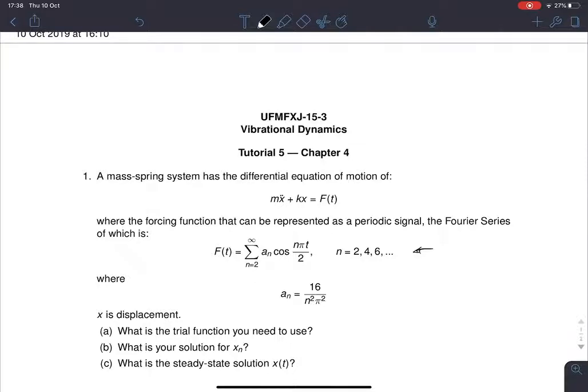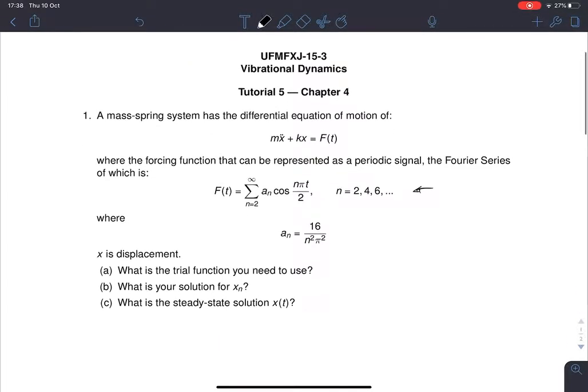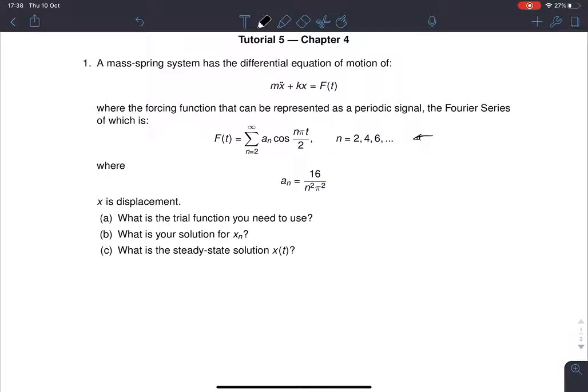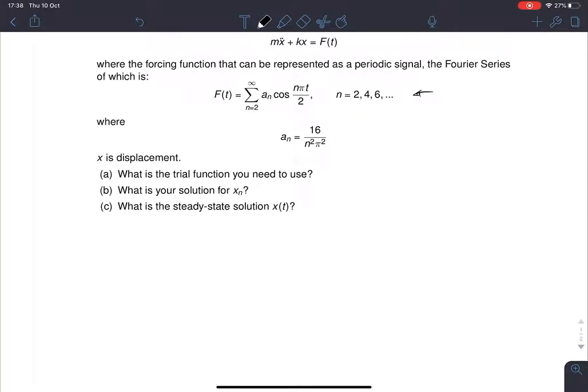Okay, so we've got the sum from n equals 2 to infinity of a n cosine n pi t upon 2, for n being an even number. And a n is given as 16 divided by n squared pi squared. x is a displacement. So the question asks, what is the trial function we need to use? What is my solution for x n? And what is the steady state solution x of t? So let's work this out.